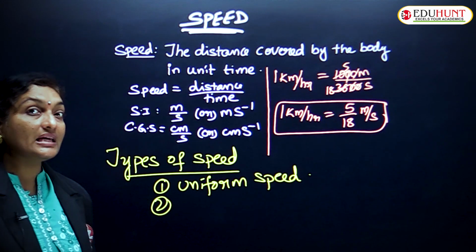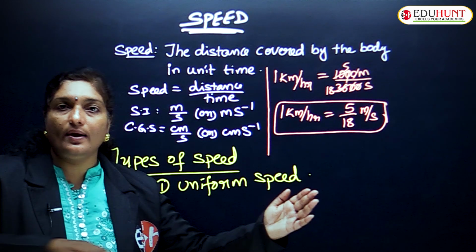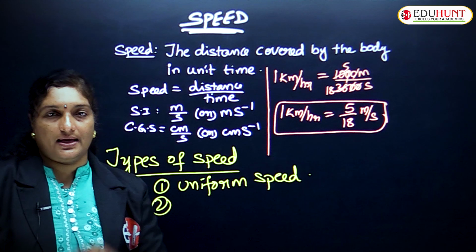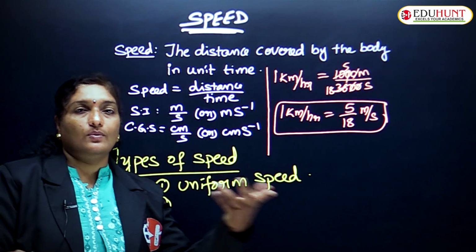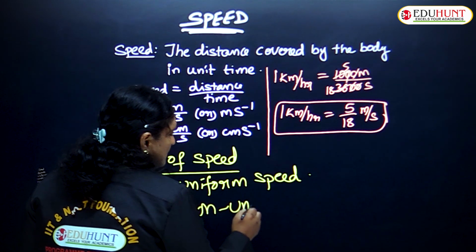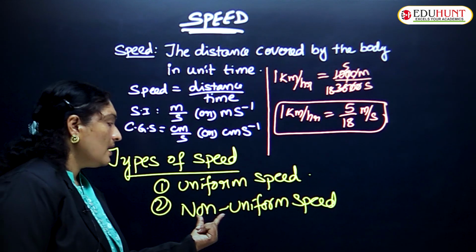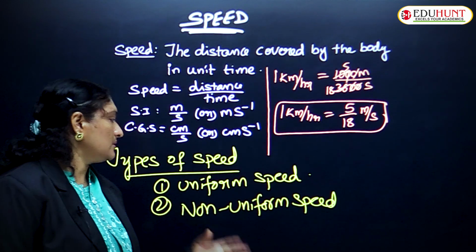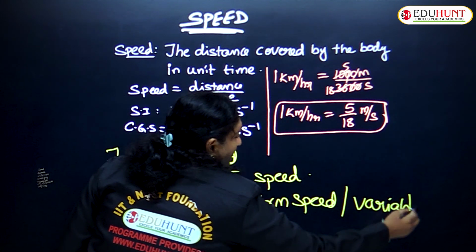Whereas if a body covers unequal distances in equal intervals of time, or equal distances in unequal intervals of time, in either case, both come under non-uniform speed. What is that, children? Non-uniform speed. Either one must be unequal. Here, equal distances in equal intervals of time is uniform; unequal distances in equal intervals of time or equal distances in unequal intervals of time can both be regarded as non-uniform speed. Another name for non-uniform speed is variable speed.